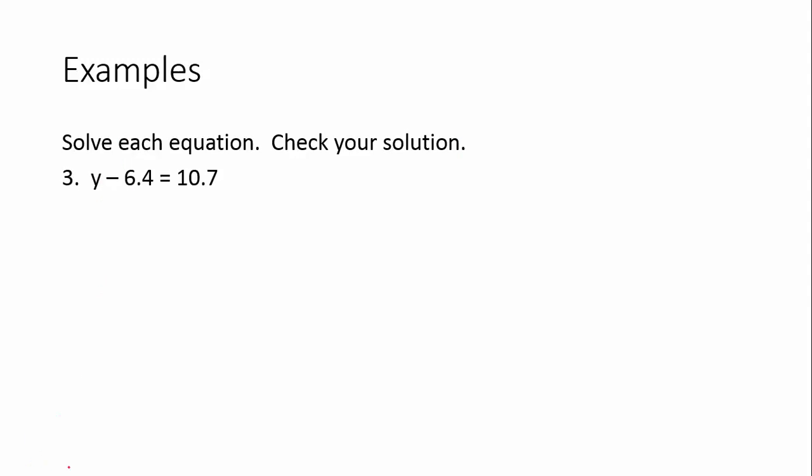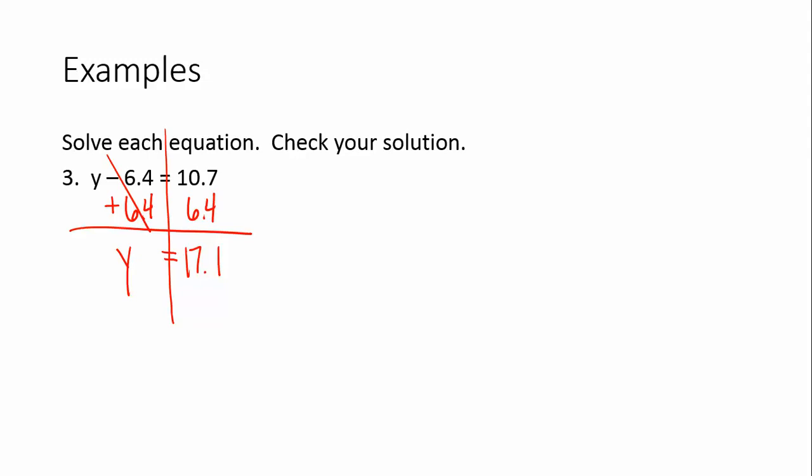Next we have y minus 6.4 equals 10.7. Again, don't be thrown off by decimals or fractions. These are rational numbers, and you need to be able to compute and solve equations fluently, even if there are fractions or decimals. So here we see 6.4 being subtracted from the variable, so we're going to add 6.4 to both sides. Adding 6.4 on the left side will cancel out with the subtraction of 6.4 and leave us with y equals. We have 10.7 plus 6.4, and when we add that we get 17.1.